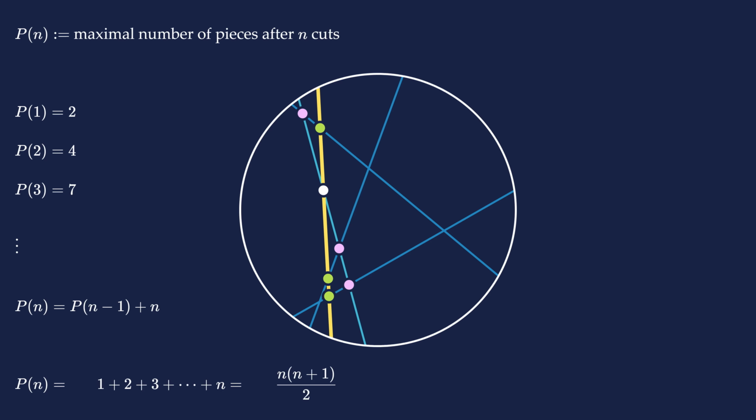Except when you compare that to our sequence of pancake numbers, you see that we need to add 1. Summing up the numbers from 1 to n gives you the triangle numbers. I'm unsure whether our pancake numbers have anything intuitive to do with triangle numbers, except that they have the same recursion rule and differ by 1, but if you know or see any connection, please let me know in the comments.